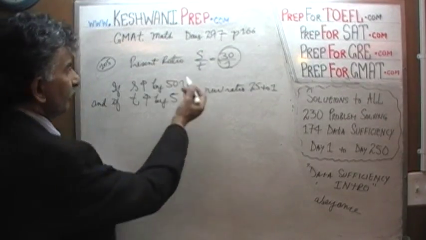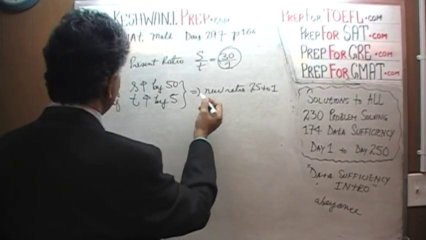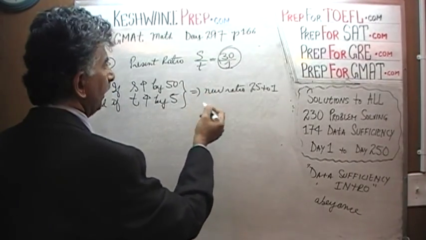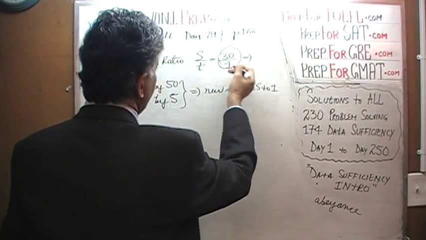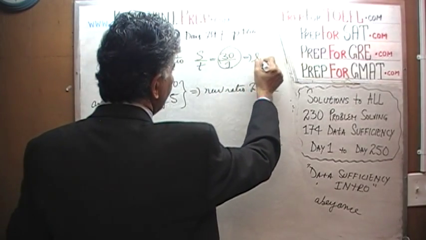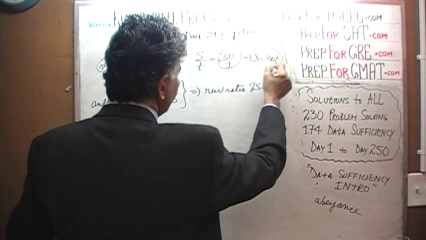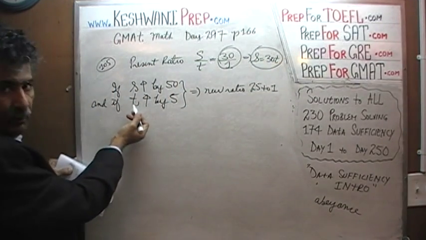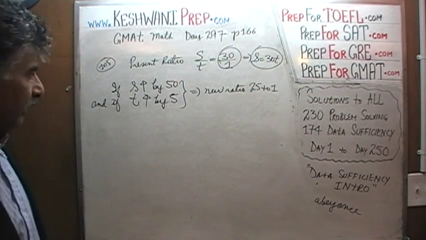So here's our first equation. If you cross multiply, 30 times t equals s. So this implies that s equals 30 times t. This is our first equation. And here's our second equation. Let's see how we present it.